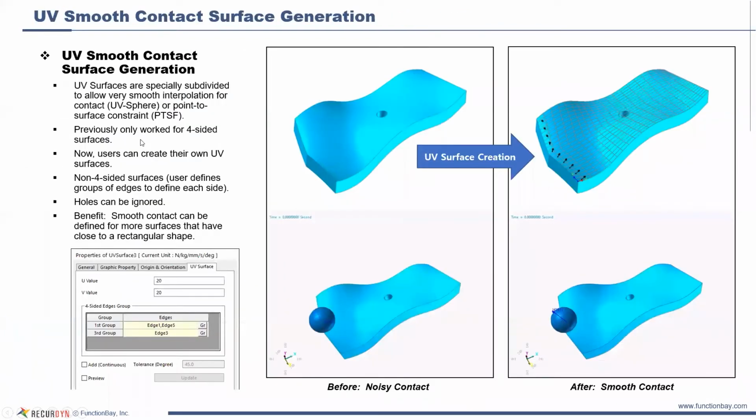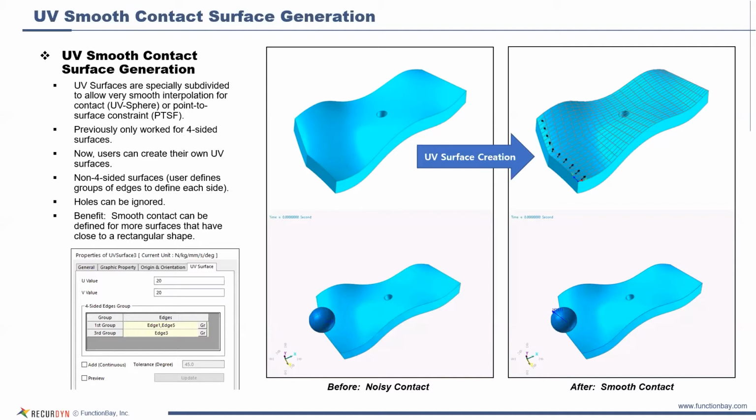The next enhancement is the UV smooth contact surface generation. And so if you don't know what the UV surface is, it's something in RecurDyn where you can take a four-sided surface, and then RecurDyn will split it up into a mesh or grid pattern, and then it'll do some special interpolation to make contact with that surface very smooth. And so this is something that has been in RecurDyn for a couple versions.